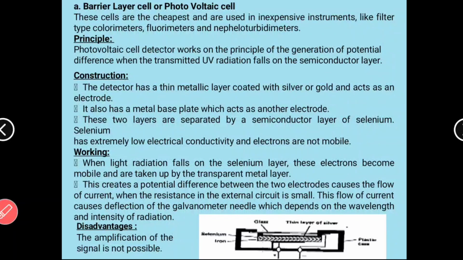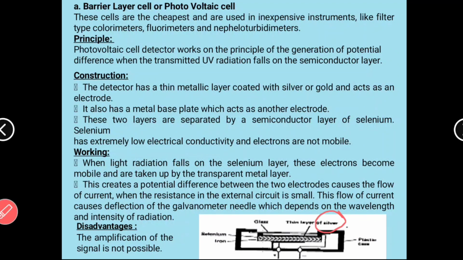Barrier layer cell or photovoltaic cell. These cells are inexpensive and are used in inexpensive instruments like filter type colorimeters, fluorimeters and nephelo-turbidimeters. The principle involved in the photovoltaic cell is generation of a potential difference when the transmitted UV or visible radiation falls on the semiconductor layer. Construction: the detector has a thin metallic layer coated with silver or gold that acts as an electrode.